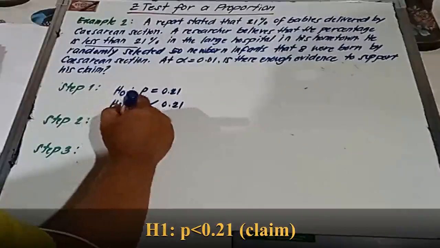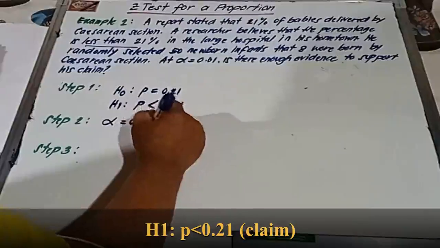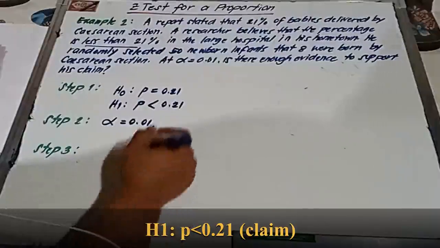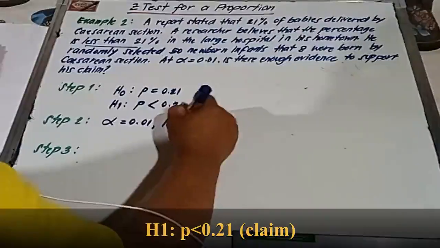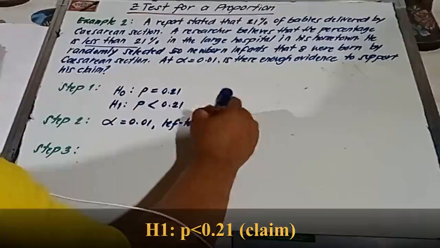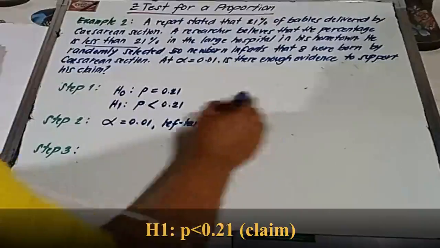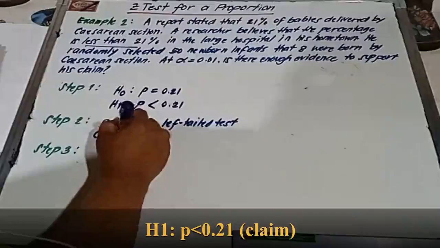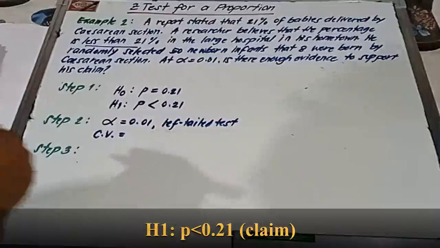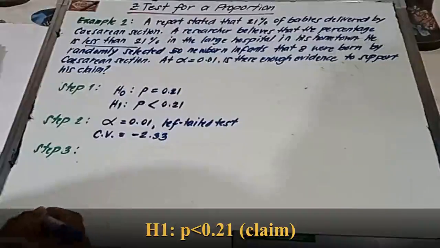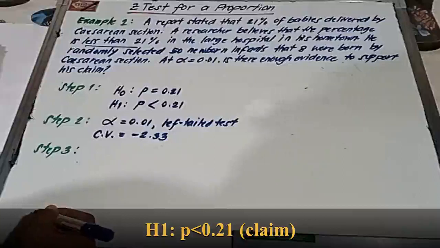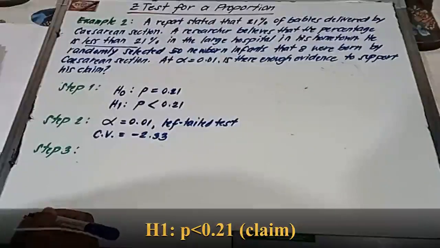Okay. Now, for our second step, we're going to get the critical value at alpha equal to 0.01. So alpha equal to 0.01. This is a directional test, one-tailed test, or this is a left-tailed test. Left-tailed test. Okay. And our critical value for a left-tailed test at alpha equals 0.01 is negative 2.33.